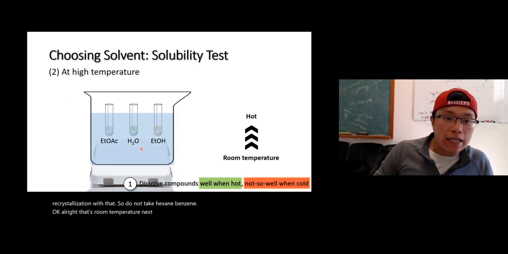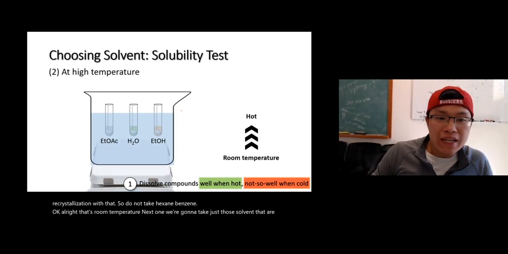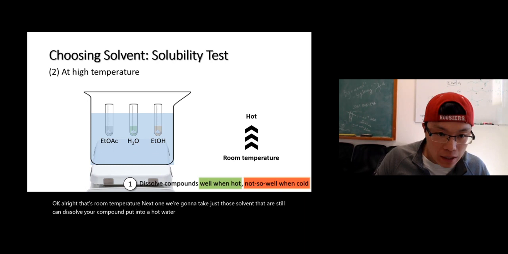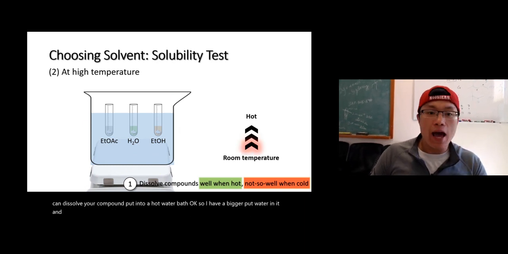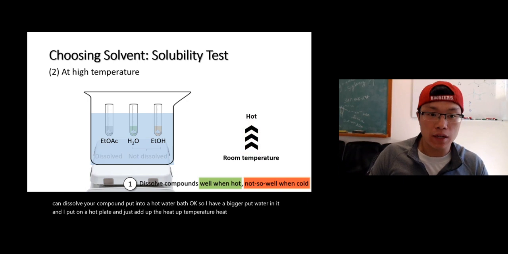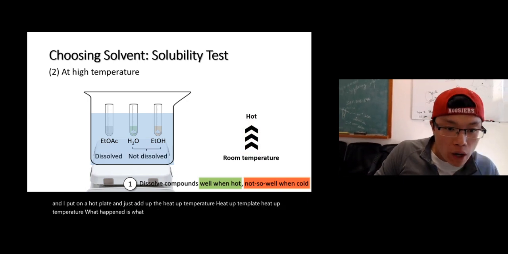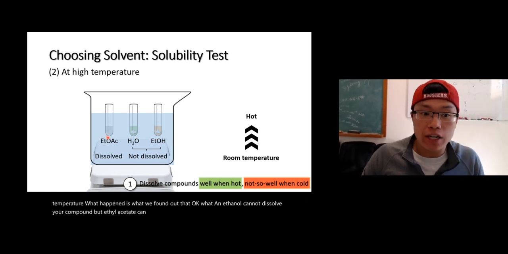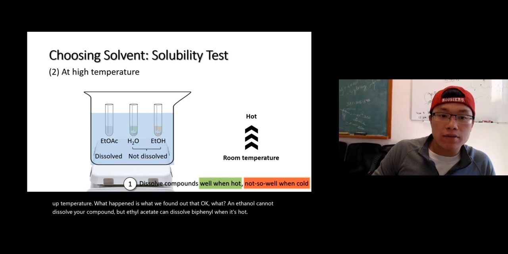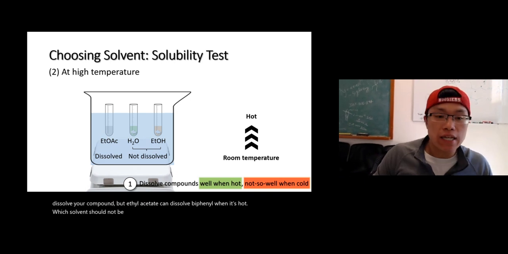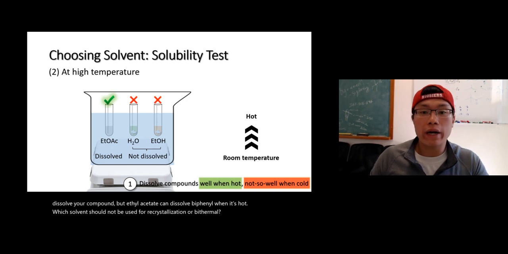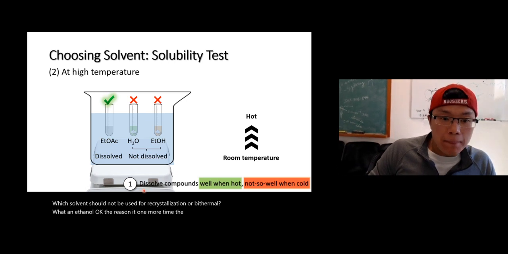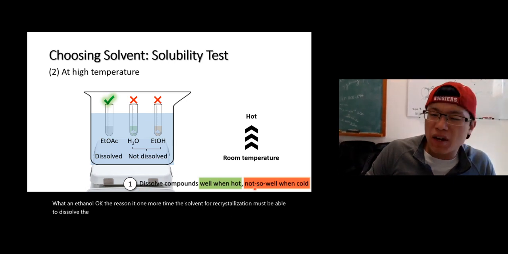Next, we're gonna take just those solvents that can still dissolve your compound and put them into a hot water bath. I have a beaker with water in it on a hot plate, and I heat up the temperature. What happened is we found out that water and ethanol cannot dissolve your compound, but ethyl acetate can dissolve biphenyl when it's hot. Which solvent should not be used for recrystallization of biphenyl? Well, water and ethanol. The reason is, one more time, the solvent for recrystallization must be able to dissolve the compound well when it's hot, not so well when it's cold.